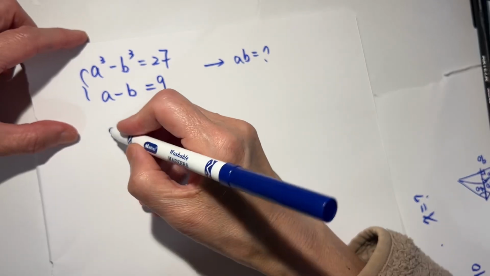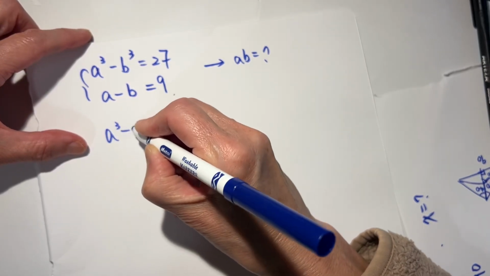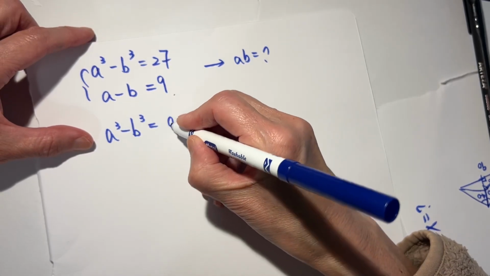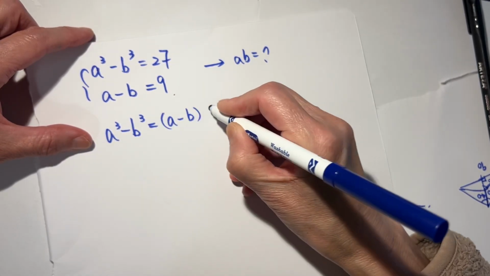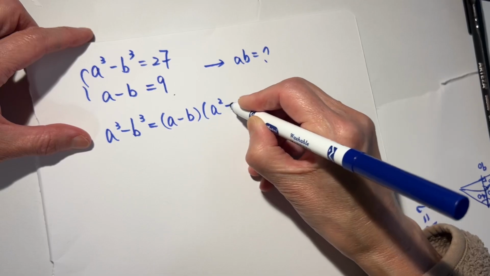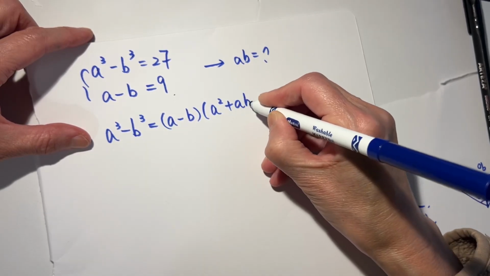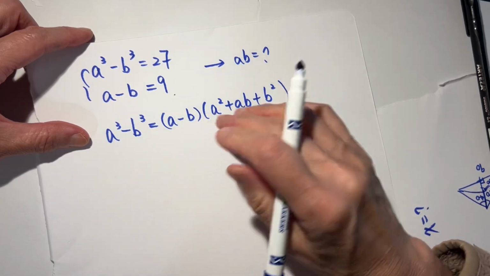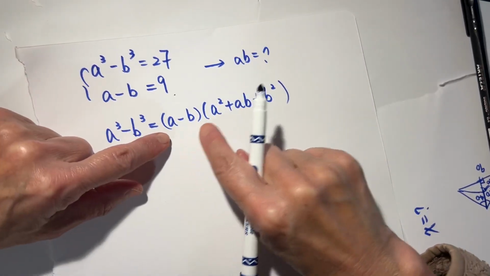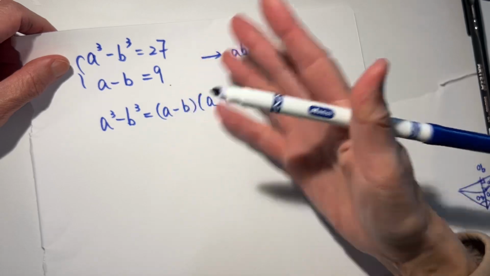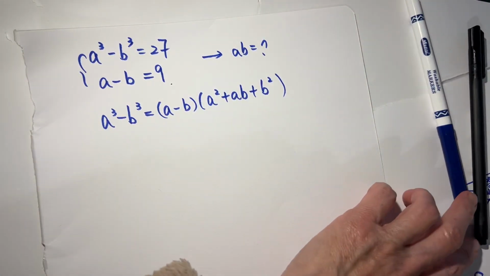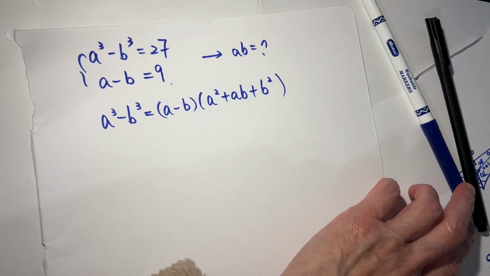So first we can see a cube minus b cube equal to a minus b times a square plus ab plus b square. This is a formula. We can figure it out, but this will take time. Okay, let me just do it right here, right now.